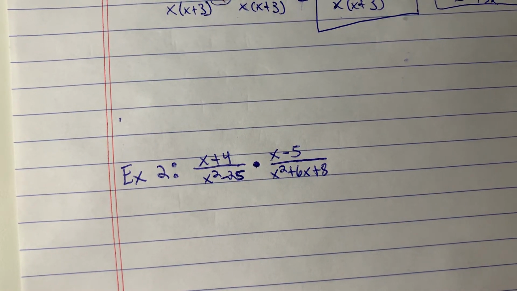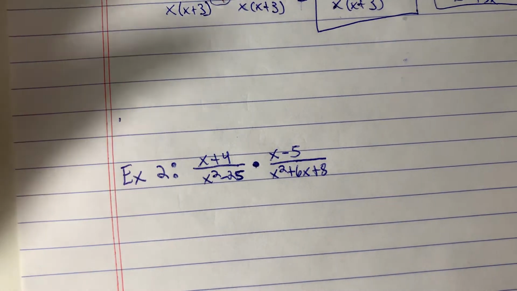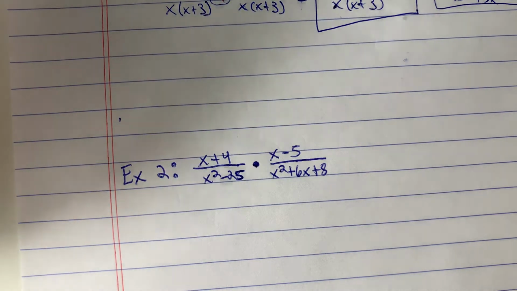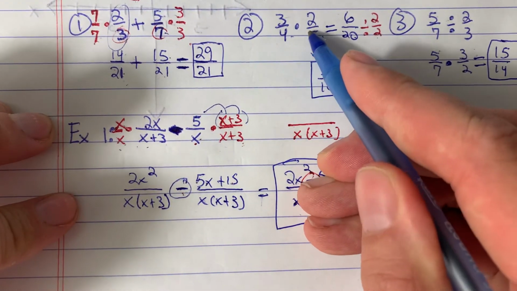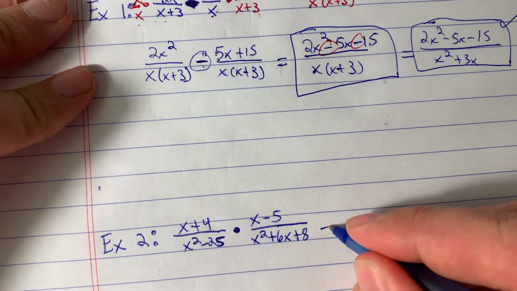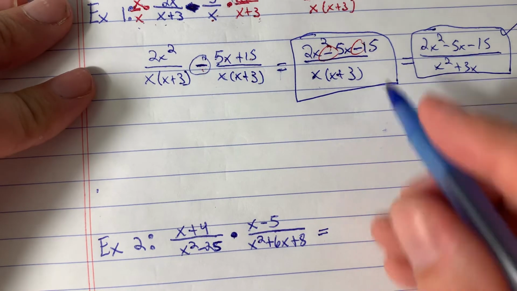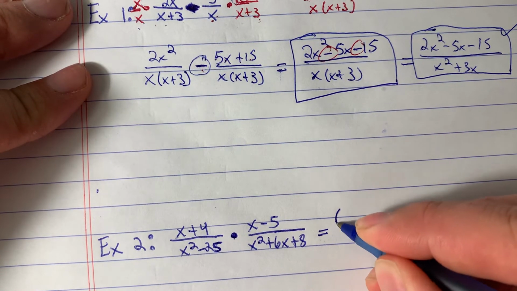And this looks crazy. This is a giant thing. X plus 4 divided by x squared minus 25 times x minus 5. And here's what we're going to do. We're going to do exactly like we did up here when we were multiplying. When we have fractions, we multiply straight across. And the same is true here. I'm going to multiply these across, but I'm not actually going to distribute and multiply out. I just mentioned it's often easier to leave it in factored form.